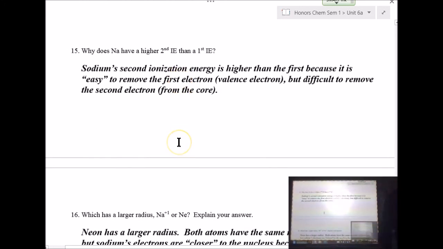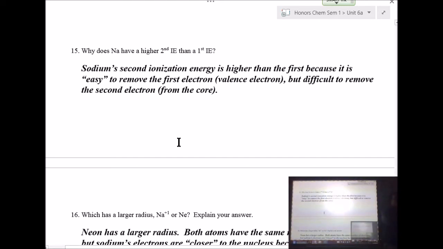All right. Ooh, I like this one. Why does sodium have a higher second ionization energy than first? Is that when they're like removing? Okay, I heard Celeste. What did you say, Hunter? I said, is that like when they start to remove electrons?